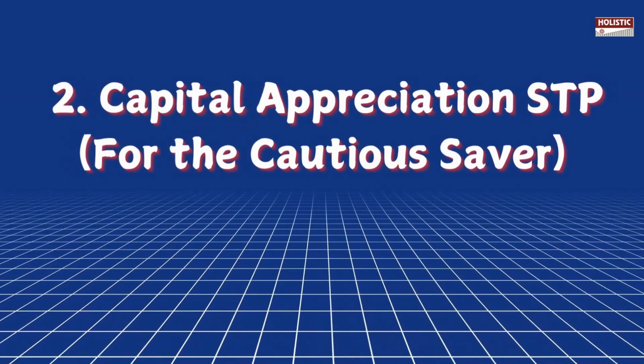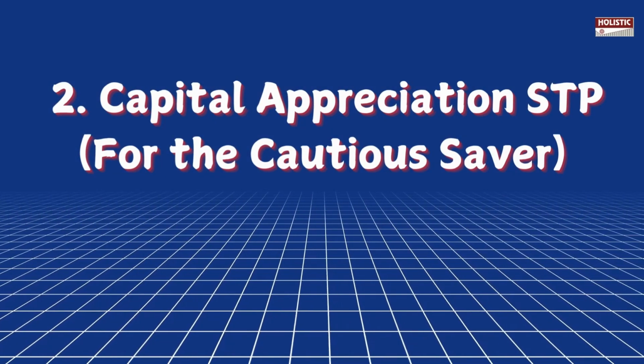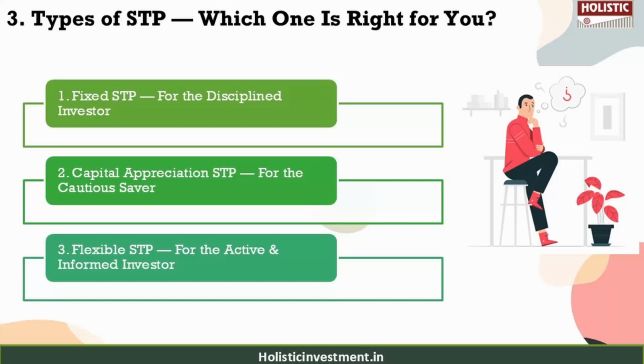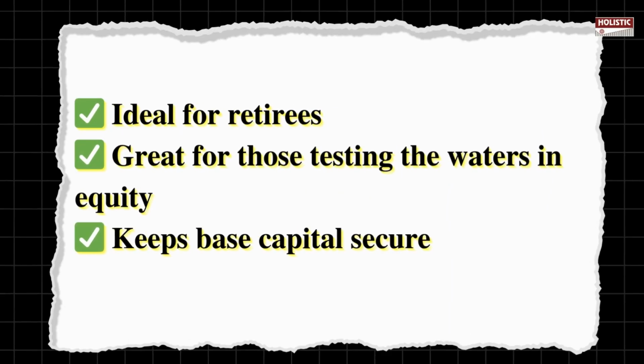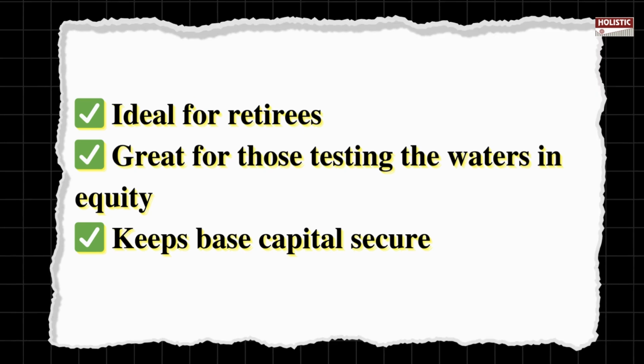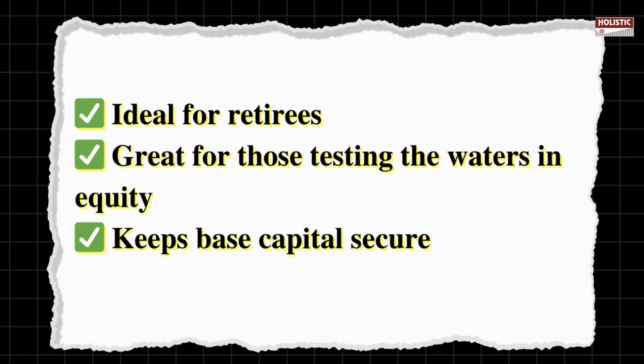Number two, capital appreciation STP for the cautious saver. Here, only the interest earned on your parked money is transferred. The principal stays untouched. Say you invested 10 lakhs and earned 5,000 rupees interest. Only that 5,000 rupees is transferred to equity. So this is ideal for retirees, great for those testing the waters in equity, and keeps your base capital secure.